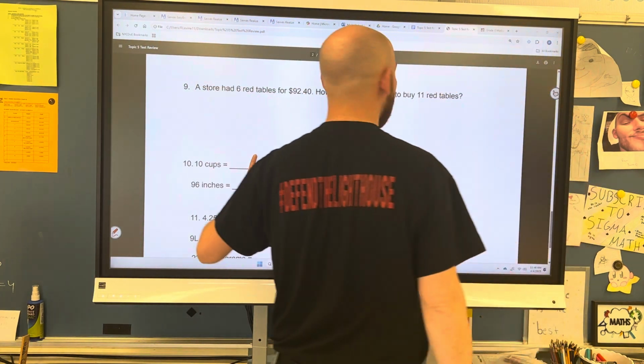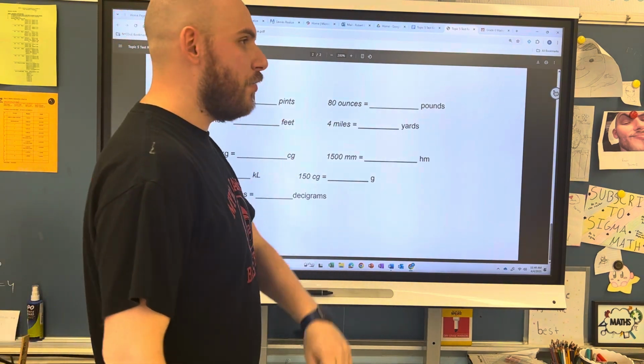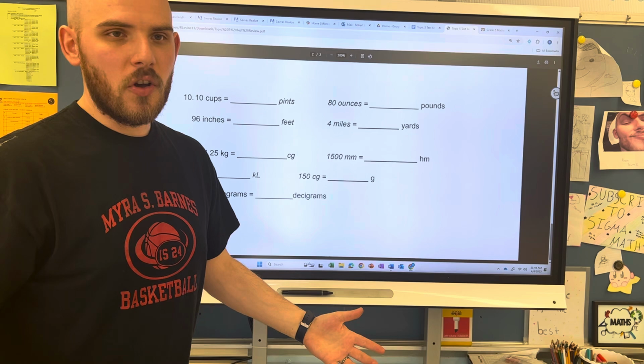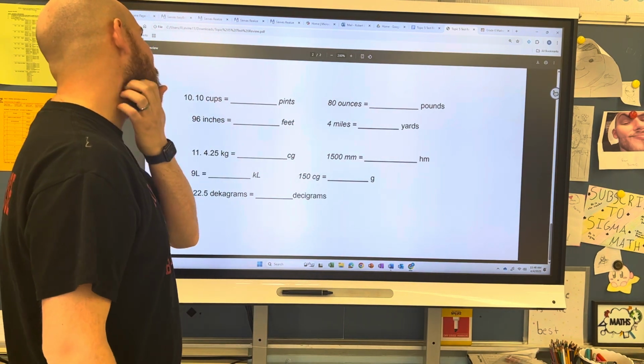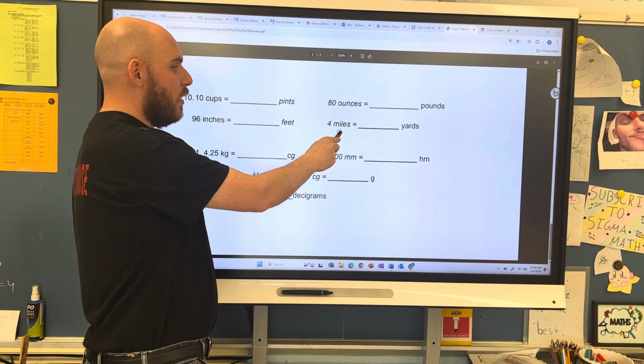I don't know, I said I was going to do 5, but I feel like I'm just rolling. This section, you will get a reference sheet on your test for the customary system questions. So you got to use that. So I'll just do one of these to show you. Let's do this one. 4 miles is how many yards?